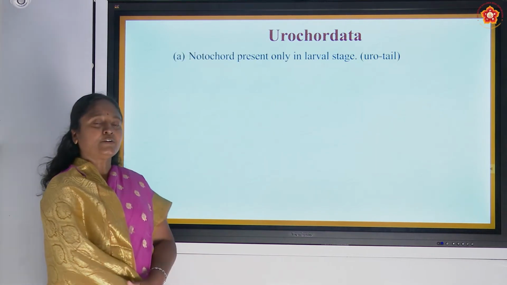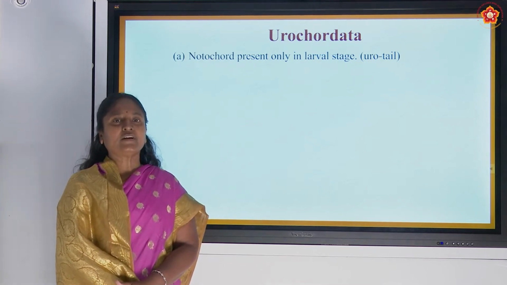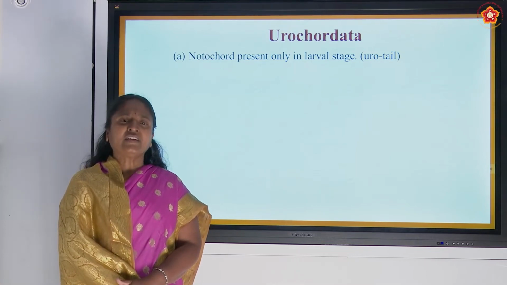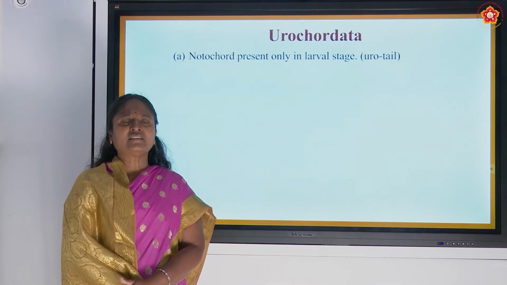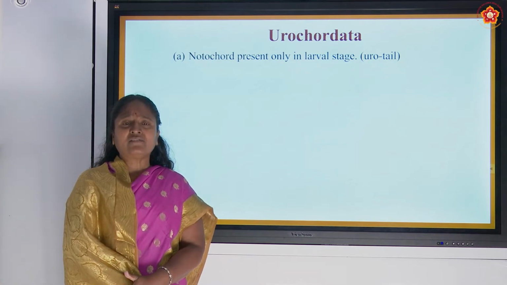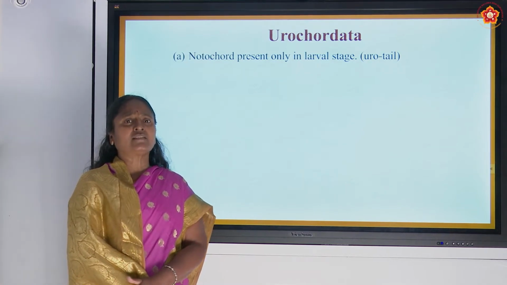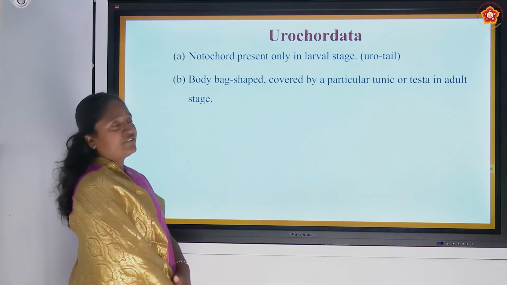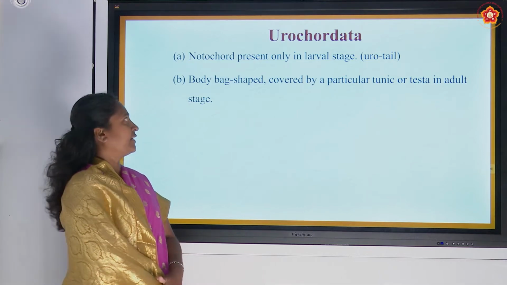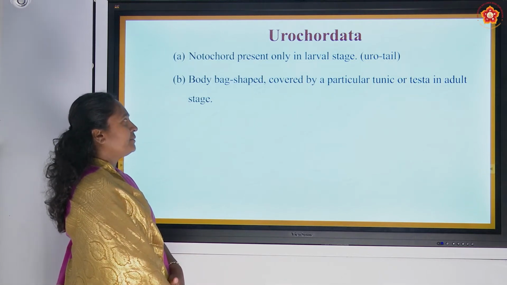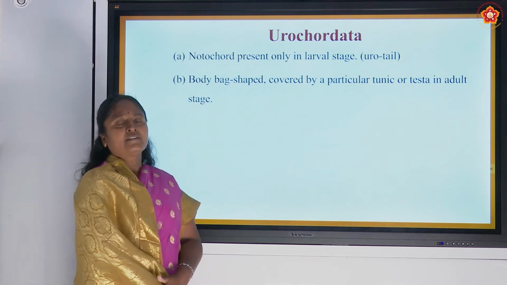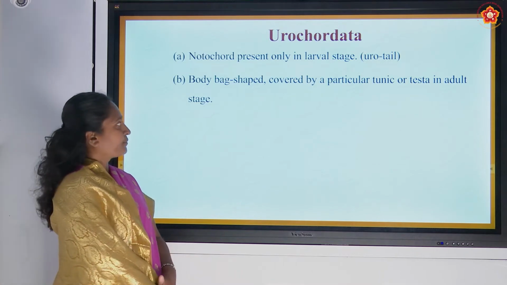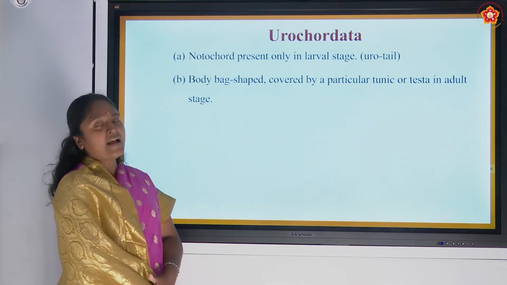Now we will see the characteristic features of the urochordate. In urochordates, the notochord is present only during the larval stage. As the organism matures, it loses the notochord, and we cannot see a distinct head and tail with appendages. The body is bag shaped, like a gunny bag, covered by a thin membranous cover which is known as tunic or testa. That is present only in the adult stage.